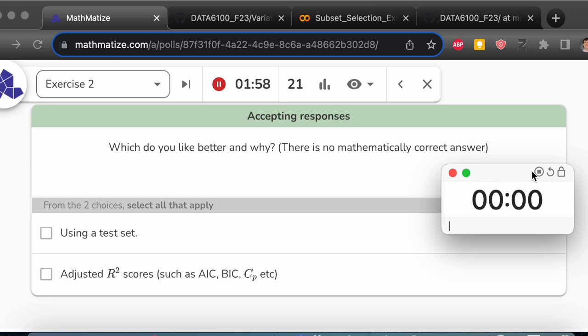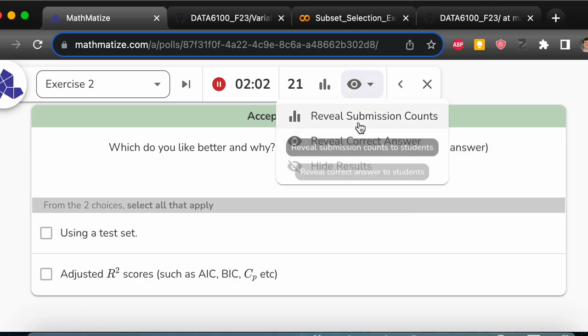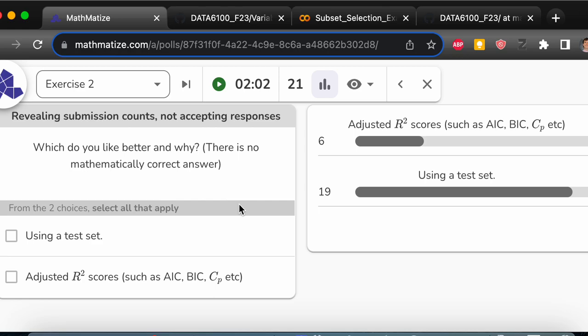Okay, let's take a look. What do people like better between these two? 19 people said use a test set. 6 people like the adjusted scores. And again, there is no right or wrong answer. They have pros and cons. Does anyone want to tell me a pro of these adjusted scores compared to the test set? In what way is the adjusted one better than the test set?